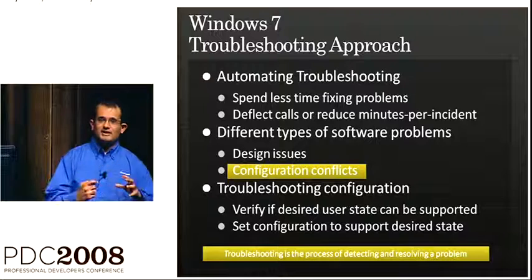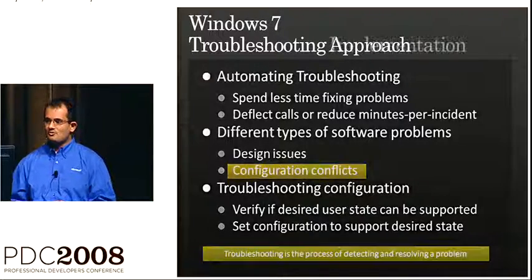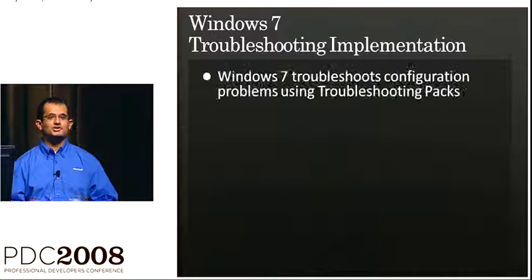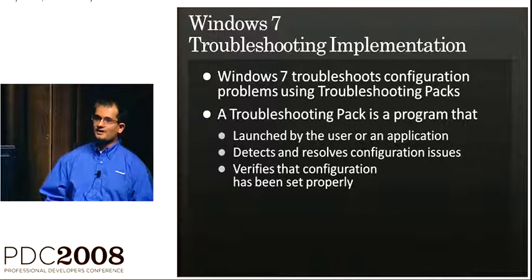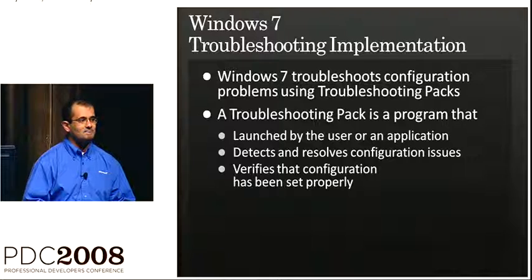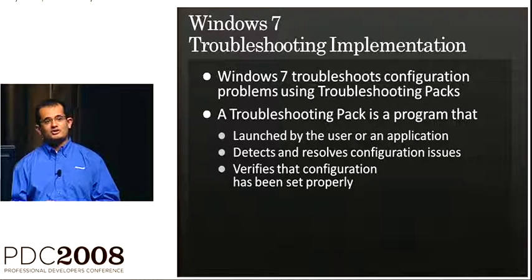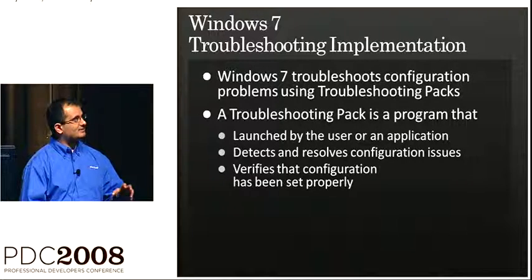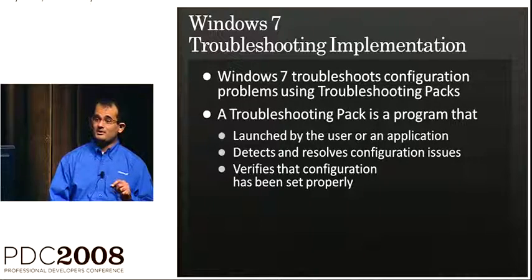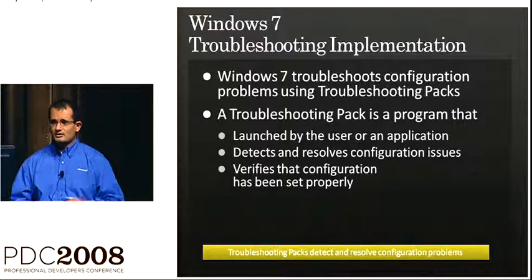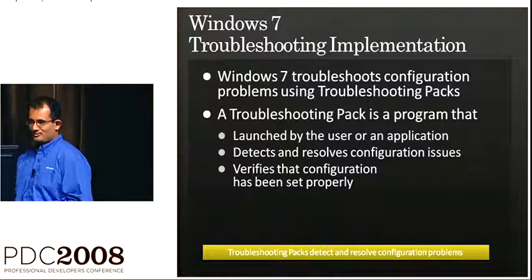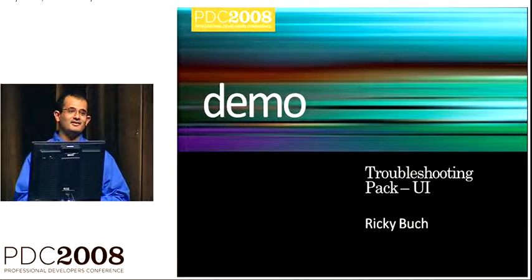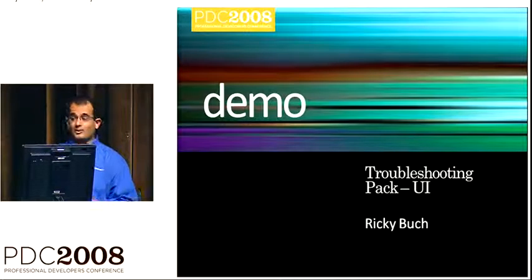So to consolidate that and automate that in Windows 7, we basically said, let's create something called a troubleshooting pack. And so when a user has a problem with their system, they can find the corresponding troubleshooting pack and launch it. And that troubleshooting pack will then run, detect, and resolve the configuration problems that they may be experiencing. So with that, I'll show you a snazzy demo that we have highlighting the troubleshooting pack, a Windows troubleshooting pack, to be more specific.